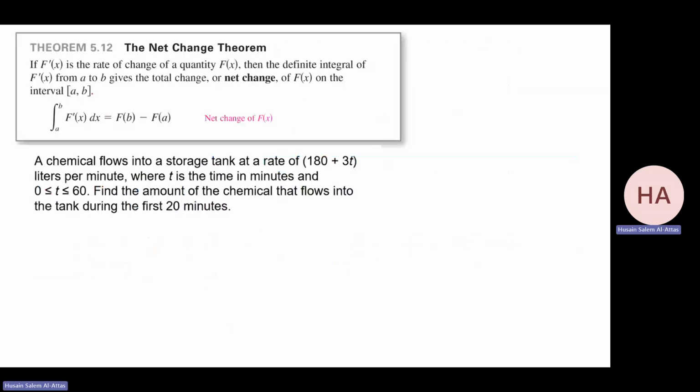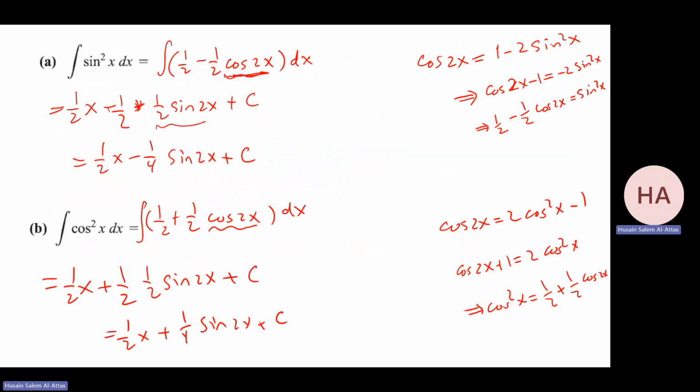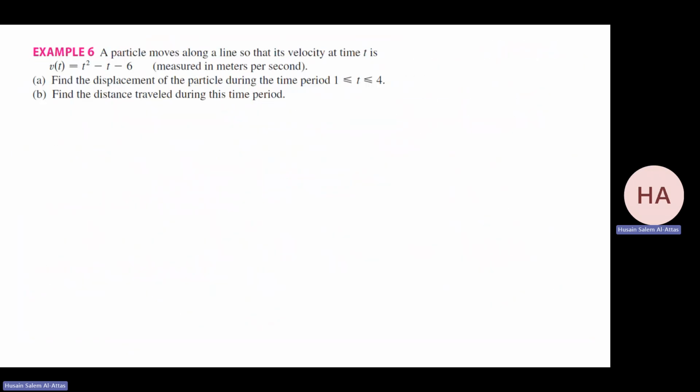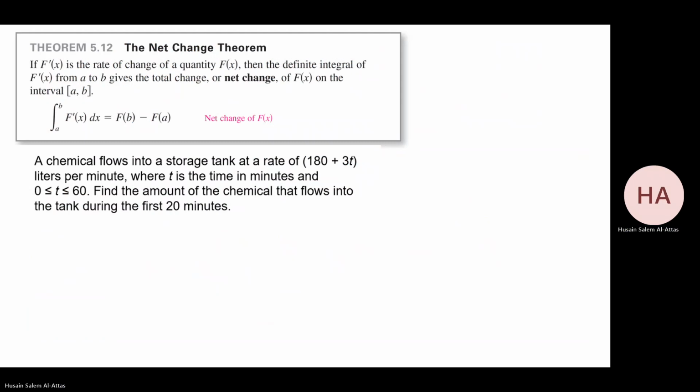This one, which is the rate of change. Then we'll do applications with the velocity and these things. Okay, so what's the idea? If you have a quantity capital F, then F prime is the rate of change. The definite integral gives you the total change, or the net change, of capital F in this interval. The integral of the rate of change, which is the derivative, will give you the net change, capital F of B minus F of A. This is the net change.